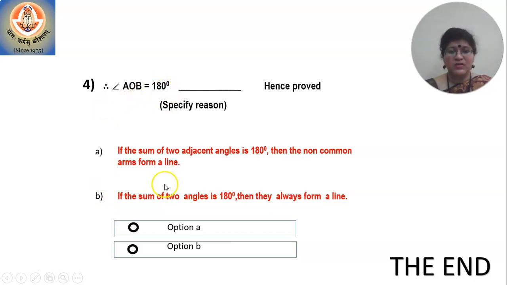Why is it 180? Is it because if the sum of the two adjacent angles is 180, then the non-common arm forms a line? Or is it because if the sum of two angles is 180, then they always form a line? It is obviously option A, so you click on option A because this is a wrong option. When the sum of two angles is 180, that doesn't mean that they form a line. I could have two separate angles, right? I could have one angle of 100 degrees and the other of 80 degrees. Do they form a line? No, but in this case, they form a line. So it is option A.